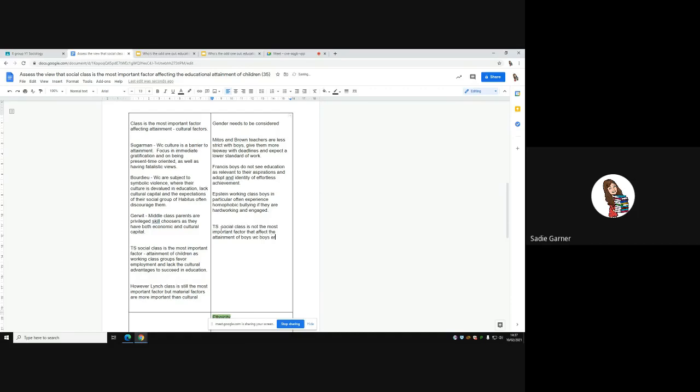Working class boys are often subject to bullying, and may experience lower expectations. This lowers their achievement. It's not class that's the most important factor that affects the attainment of boys. Working class boys often experience bullying and much lower expectations, and this combined lowers their achievement.